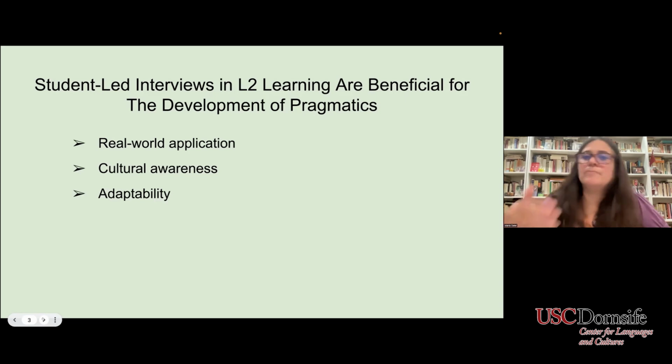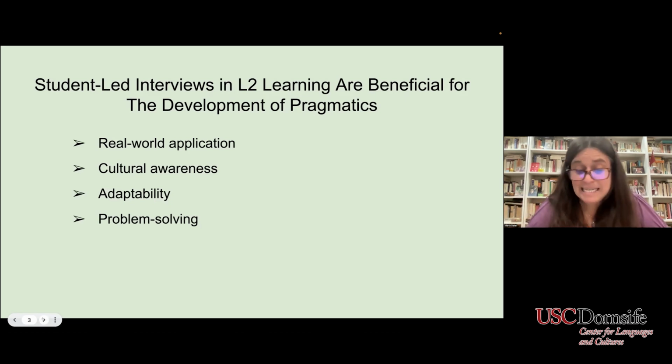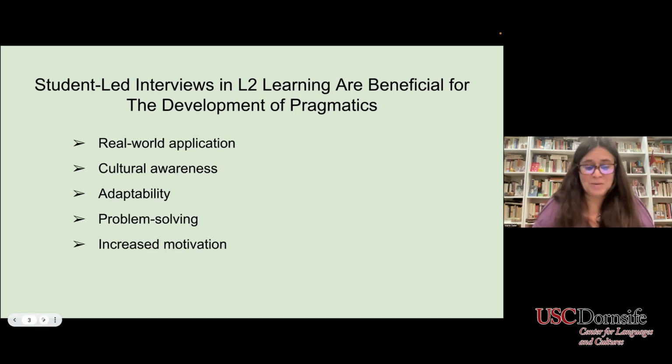They have to choose between formal and informal language and expressions, and in this dynamic setting of an interview, students also face unexpected challenges, requiring them to think on their feet and use language creatively to navigate those challenges. Also, taking a leadership role in interviews can increase, and in fact, it really increased in my classes, motivation to communicate effectively as they have a sense of ownership over the interaction.